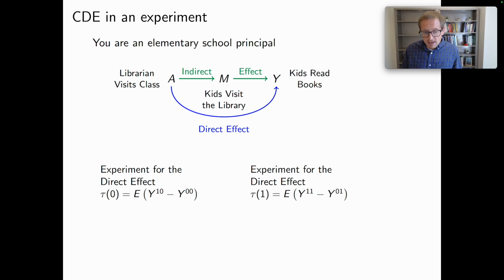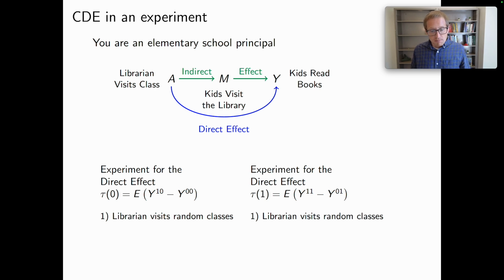Now, how about the direct effect? We might ask about two direct effects. The first direct effect on the left is the effect of sending the librarian to visit the class in a world where you prevent the kids from visiting the library. This would tell us about the degree to which the librarian visiting the class affects kids reading books through a pathway other than kids visiting the library.